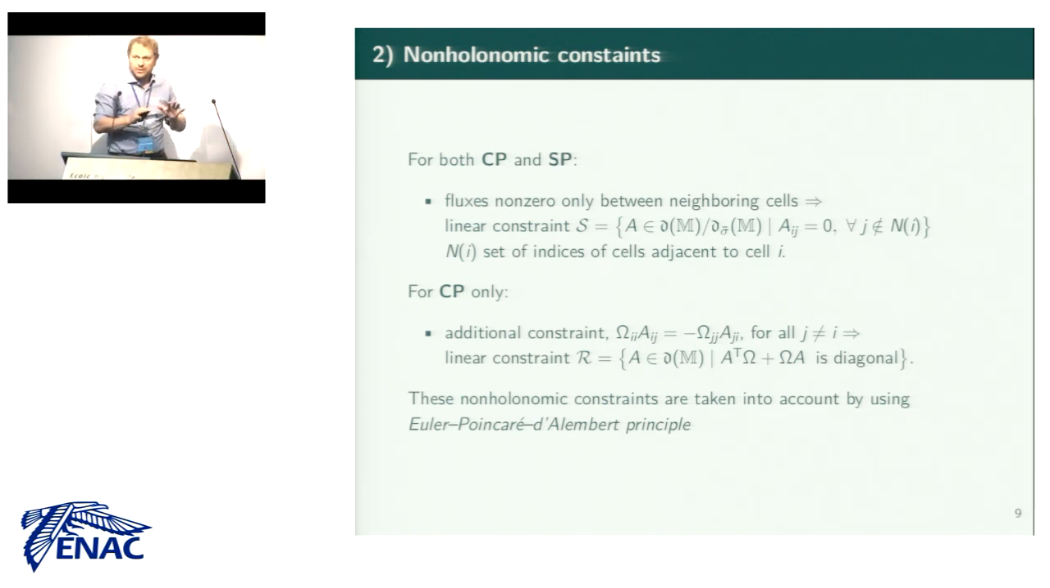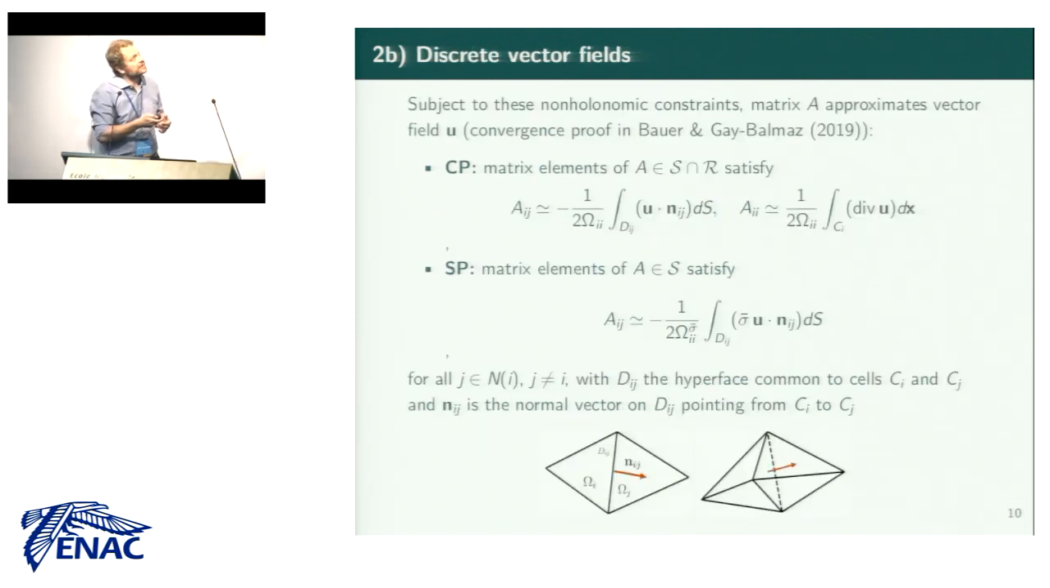If you don't understand all the details, it's clear it's a little bit technical. I just wanted to say that these non-holonomic constraints have to be taken into account in the Euler-Poincaré-D'Alembert principle to find suitable approximations of the continuous vector fields. And this is in fact what we could show here. When we take these non-holonomic constraints into account, the matrix A that we find, and whose elements are shown here, in fact converges to a continuous vector field. We could show this in a recent paper together with François.